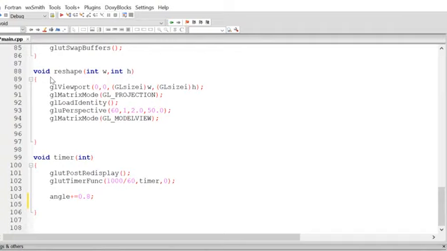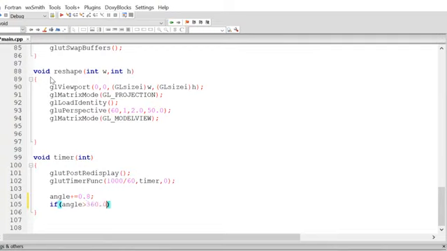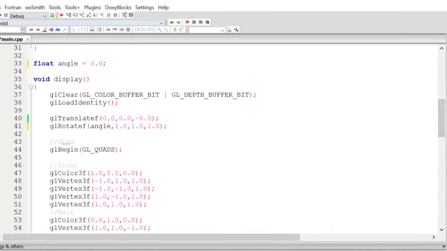So if the angle becomes greater than 360 degrees, so that it does not overflow, I'll just make it start from 1 again. So I'll write the code: if angle is greater than 360.0, then angle equal to angle minus 360.0. So that means suppose the angle becomes 361 degrees, this code will be executed and the angle will become 1 degree. So it'll start from 1 all over again. So we have our code, and let's build and run this.